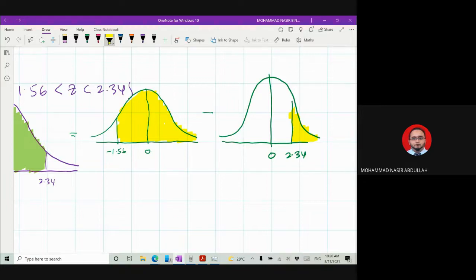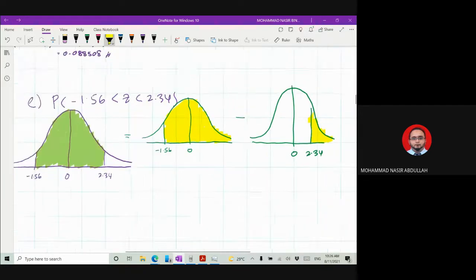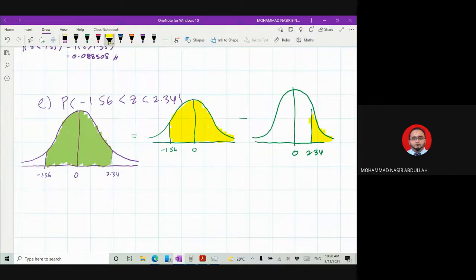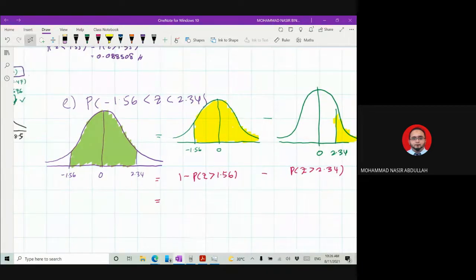So if you minus this area and this area, you will get the area in the middle, right? From between negative 1.56 and 2.34. So how to do this? We already learned before, kan? So this is going to be 1 minus probability of Z more than 1.56, and then minus probability of Z more than 2.34. Kalau nak guna calculator pun boleh, right?